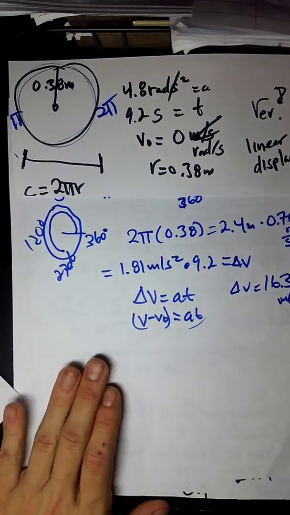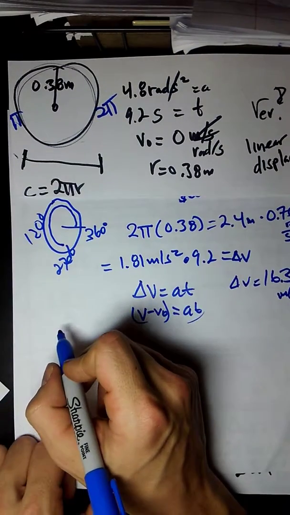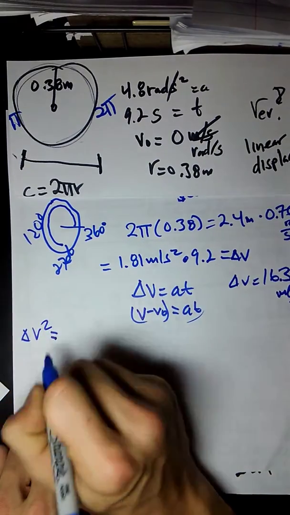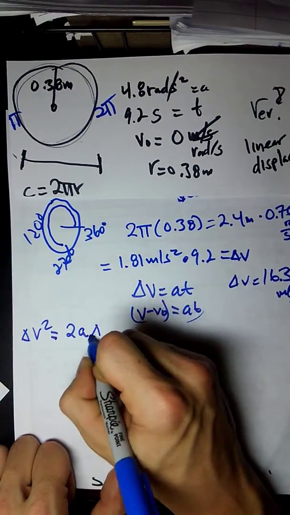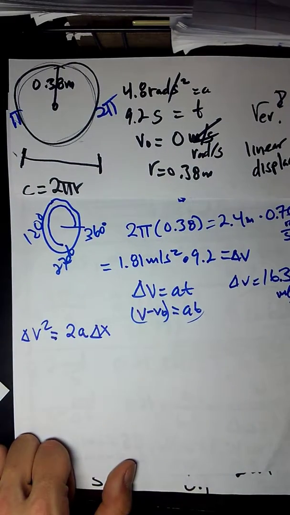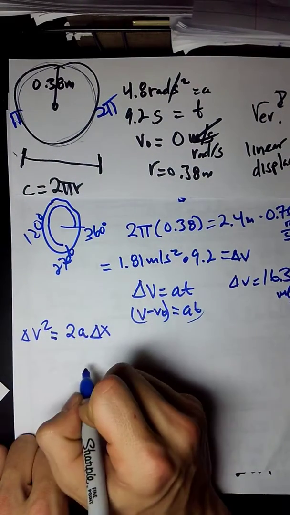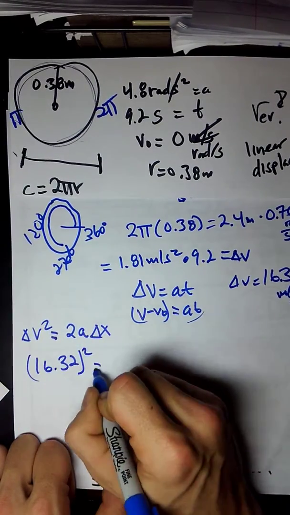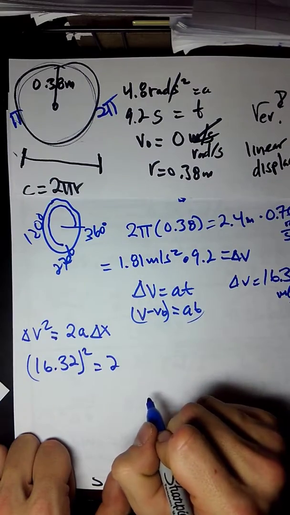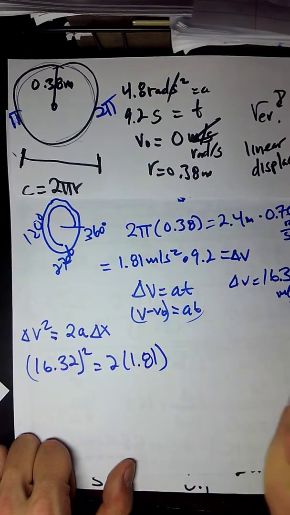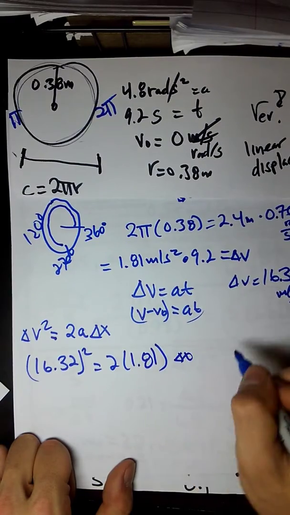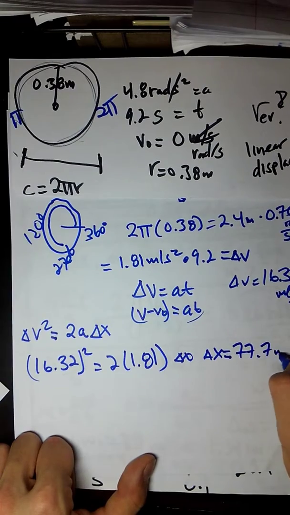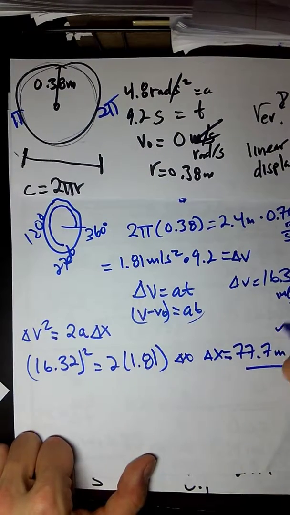Now I'm going to plug that into another formula, believe it or not. My change in velocity squared is equal to 2 times the acceleration times my change in position, my delta x. So I plug in 16.32, this is from rest I believe, equals 2 times my acceleration of 1.81 meters per second squared, times my change in x. Therefore I get my change in x to be 77.7 meters, which is the correct answer.